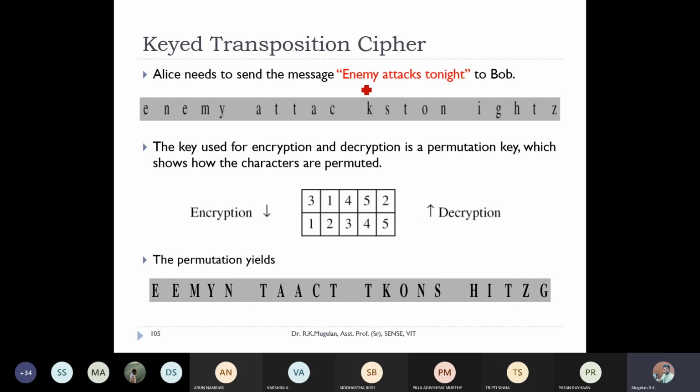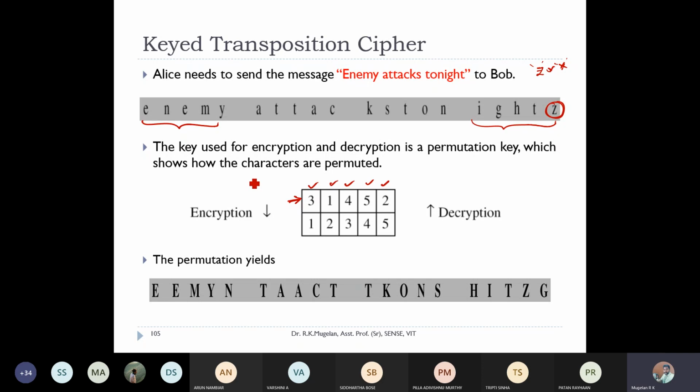Here, for example, the original message is enemy attacks tonight. They said they will be going with a block type of encryption, taking five characters in each block. At last, we don't have 5 characters, so they introduced a null character, Z, here. In an examination, you can use either Z or X, but you have to mention in the answer sheet which null character you are going to use. So here they filled with the Z. Here the key is this part, the encryption key, which is 31452.